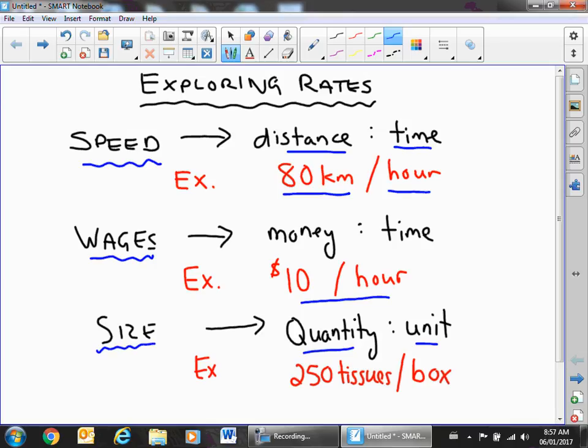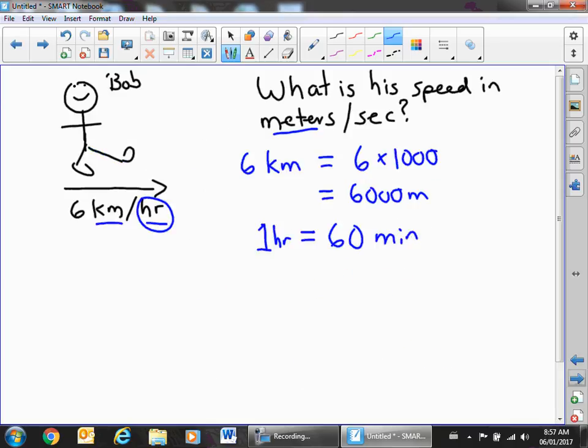We want to be able to compare those prices so that we can work out what's going to be the better deal, a 4-liter milk or a 2-liter milk. So we're going to take a look at some examples here as to how rates can help us solve some problems. Okay, let's take a look at this first problem.